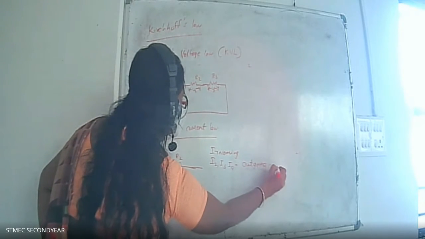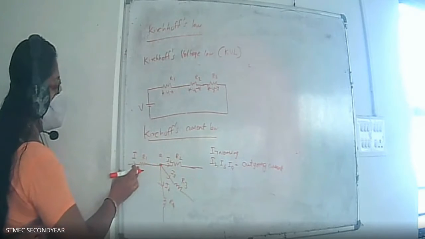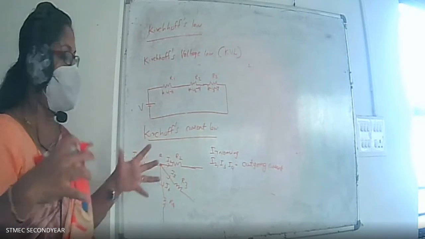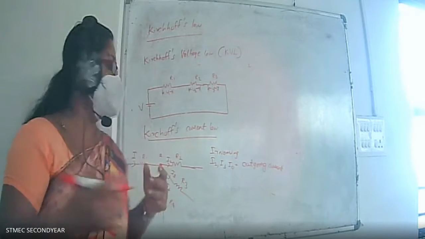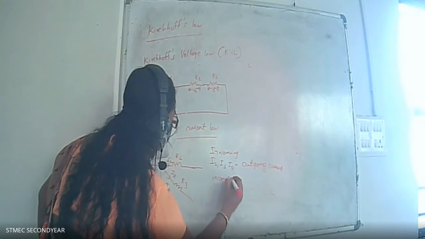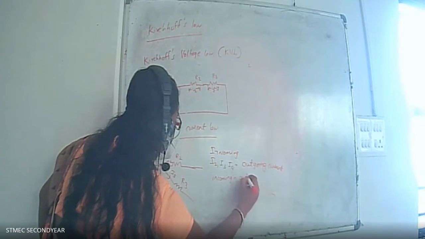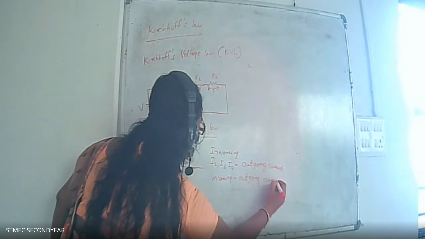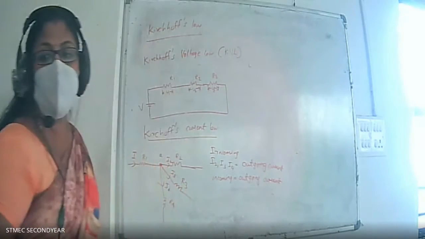Outgoing currents. So what is? The current I will be splitting into I2, I3, and I4. If you are applying the general mathematical idea, incoming current will be equal to outgoing current.